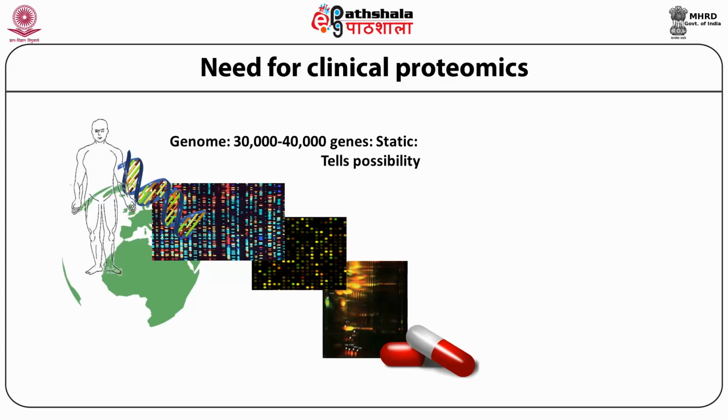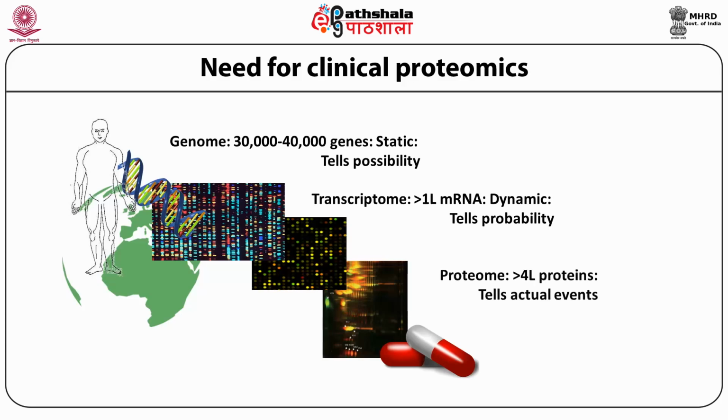We therefore go on to the technology called Transcriptomics, which is the study of the different messenger RNAs that are transcribed in a tissue or an organism at a particular point of time, and accounts for more than 1 lakh messenger RNA. This information is more dynamic in nature and tells about the probability of a particular event occurring. And finally, you have the platform of proteomics, where we talk about more than 4 lakh proteins, which gives information of the actual events that have occurred or are occurring at the cellular level.